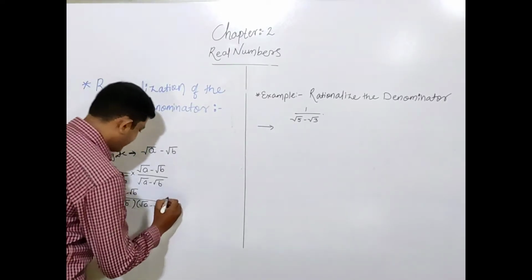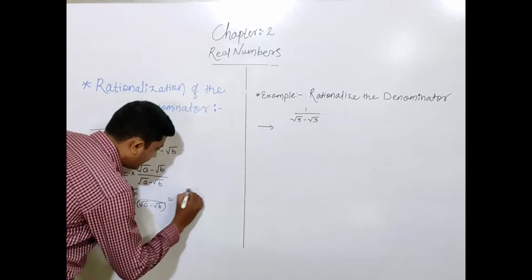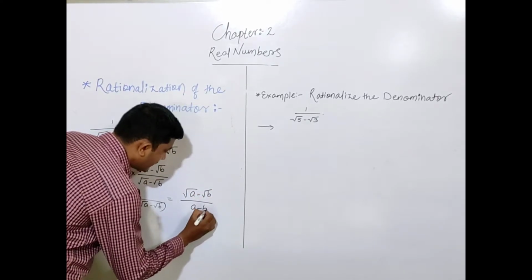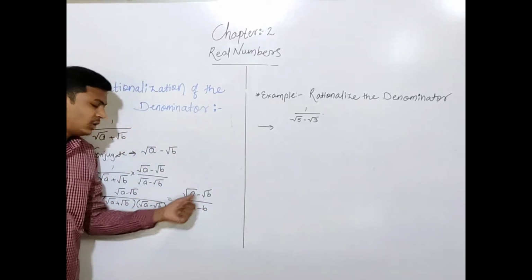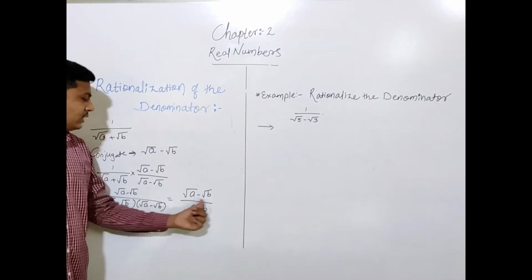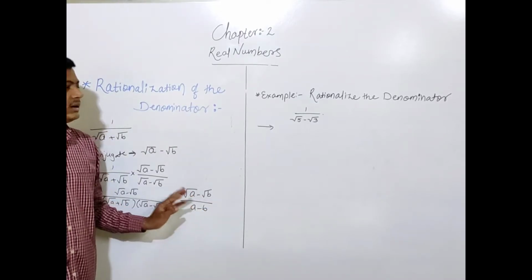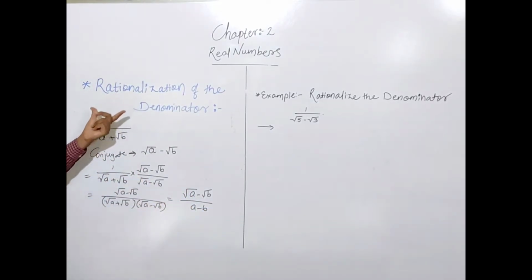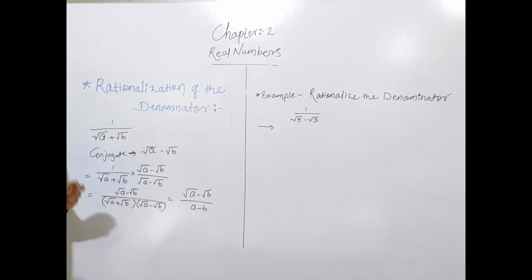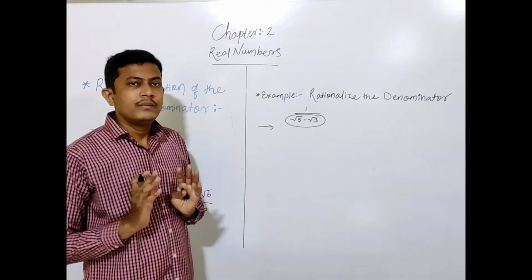What do we get here? That is simply a minus b. So here the irrational term gets removed from the denominator, and at the denominator we get simply a rational term. In this way we have to solve the rationalization of the denominator when the denominator is in the form of a binomial quadratic surd. So let's see one example.